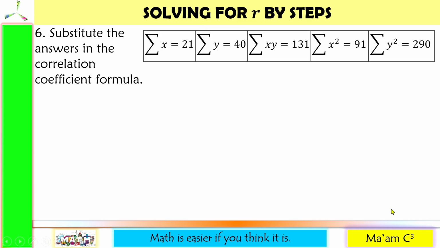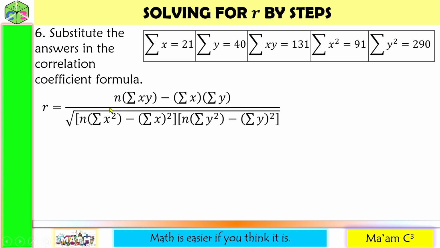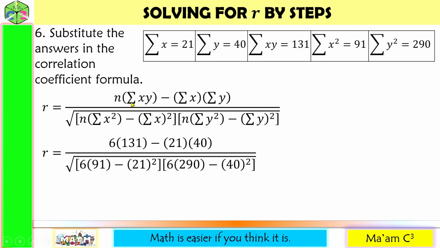Step 6. Substitute the answers in the correlation coefficient formula. So once again, here is our formula. And here is the number of pairs. Since we have 6 grade levels, that means we have 6 pairs. So our n here is equal to 6. So 6 for n. And then summation of xy, it's 131. It's here. And then minus summation of x, which is 21, times the summation of y, which is 40.